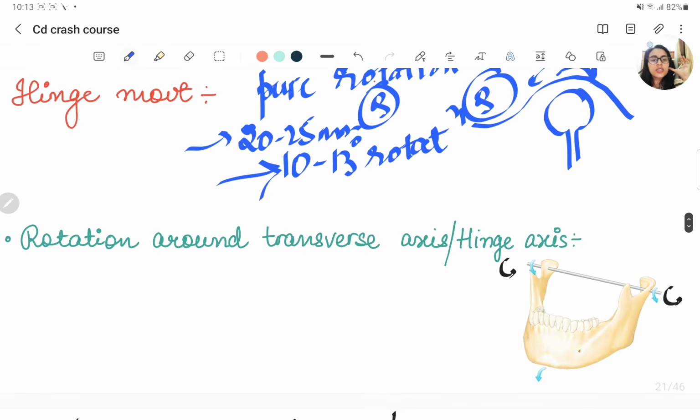The rotation around the transverse or hinge axis, this is the transverse axis from one condyle to another condyle, this one is the transverse hinge axis. When you rotate the mandible like this, there is going to be a protrusive movement, protrusion.